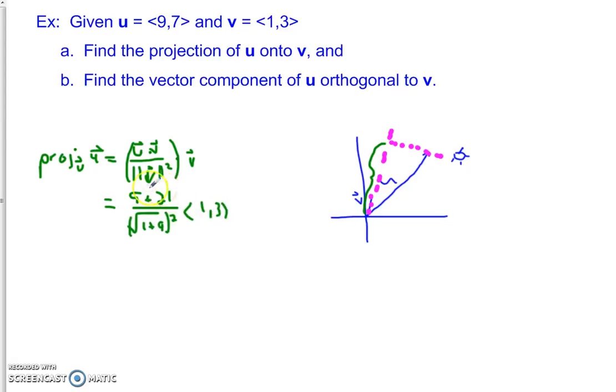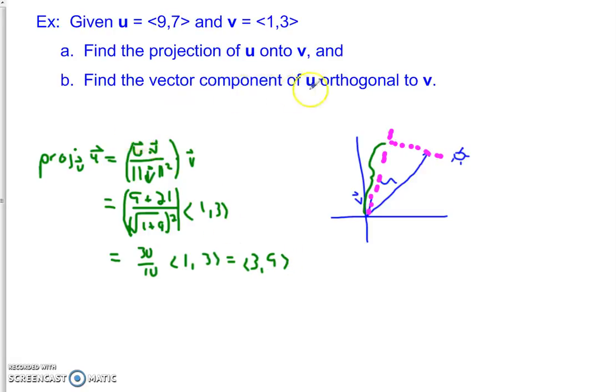Now remember, this part in parentheses here is a scalar. It tells me what scale, in essence, I'm multiplying this vector by, how long it's going to be. 9 plus 21 is 30. The square root of 10 squared is 10. So I can see that it's going to be 3 times as long as my first vector. Alright, so that final answer is going to be, when I multiply it out, (3, 9).